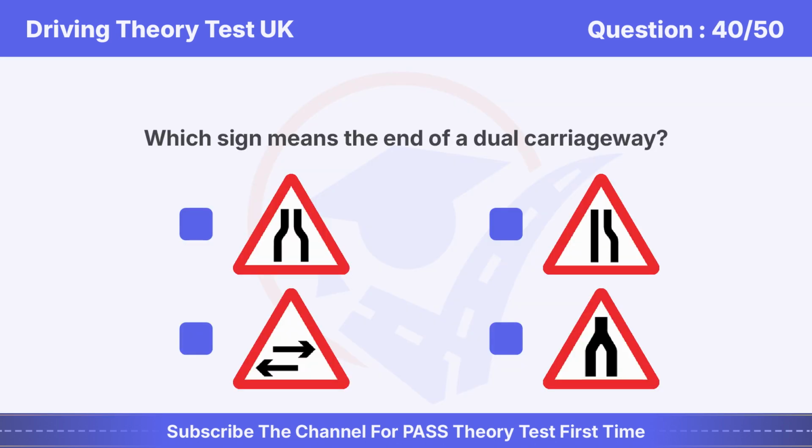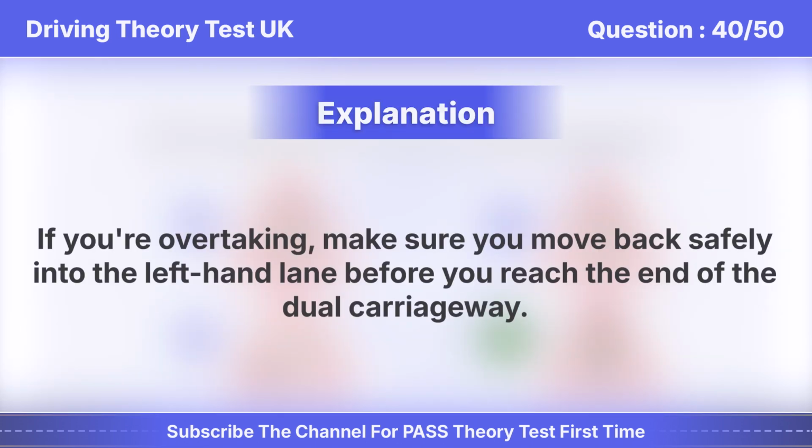Question 40. Which sign means the end of a dual carriageway? Answer is D. If you're overtaking, make sure you move back safely into the left-hand lane before you reach the end of the dual carriageway.